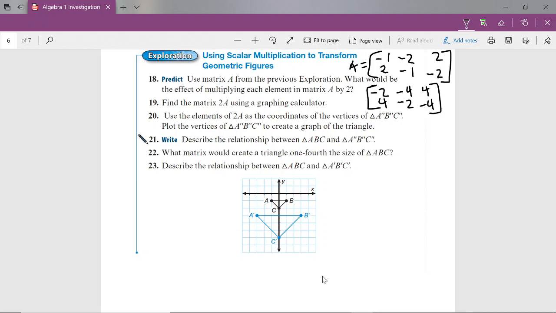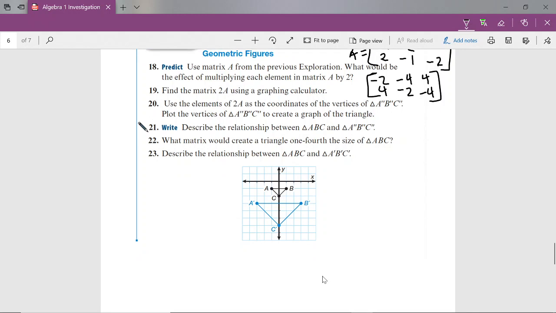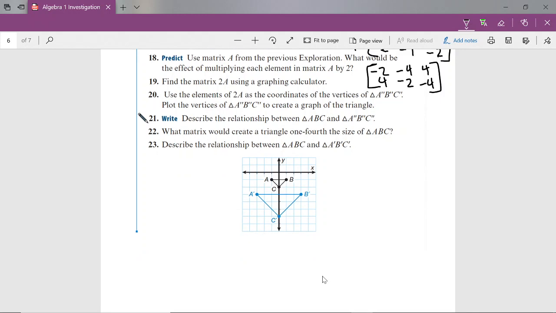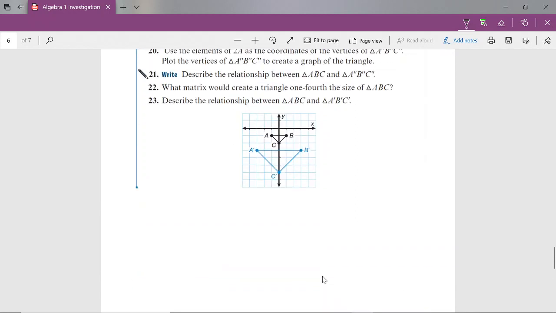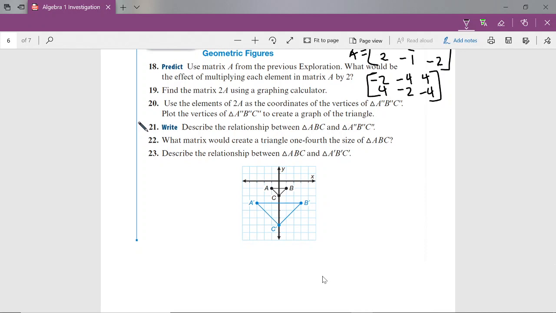So use the elements of 2A as the coordinates for the vertices of A double prime, B double prime, and C double prime. Plot the vertices to create the graph of the triangle. I'll let you do that and see that it truly is a dilation, in this case an enlargement, because we're getting 2 times bigger on all of those coordinates. Okay, and that is 21 as well. We have a dilation, it's getting bigger. And to finish up this investigation, just 22 and 23 is left.